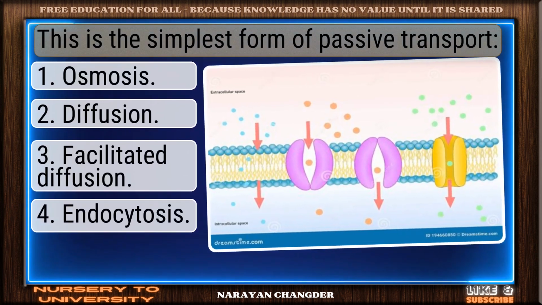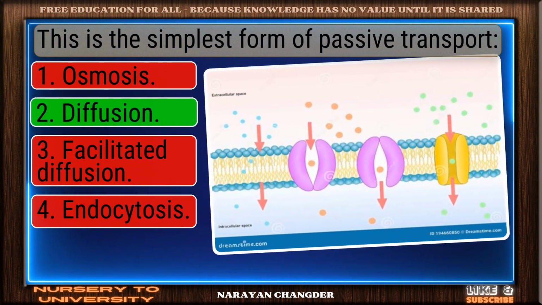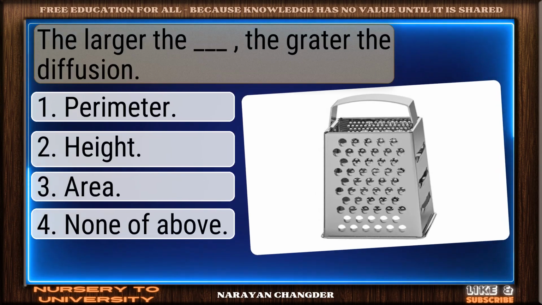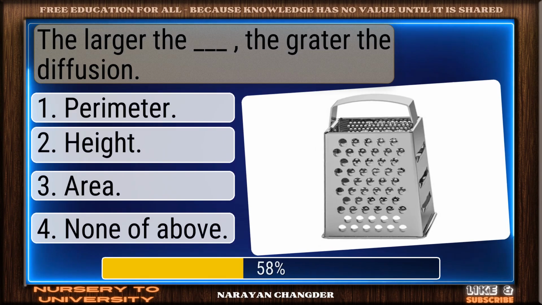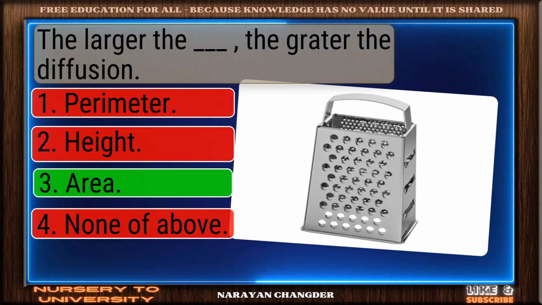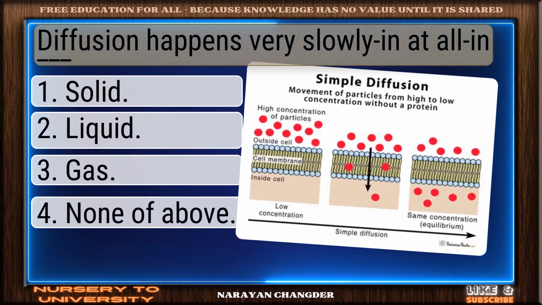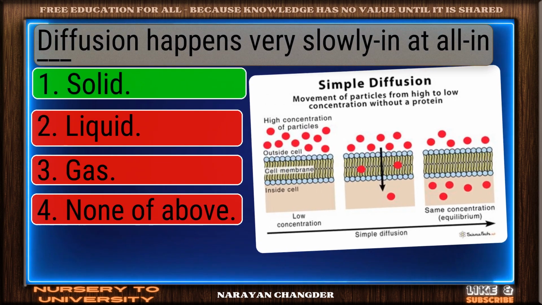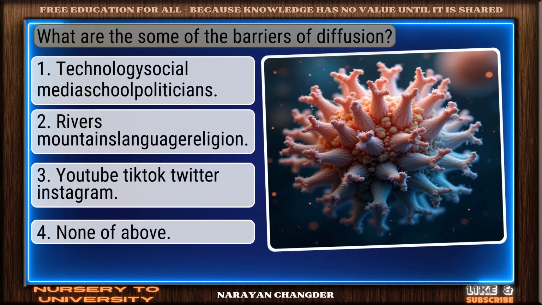This is the simplest form of passive transport. Good thinking. Diffusion is the right answer. The larger the dash, the greater the diffusion. Sharp thinking. Area is the right choice. Diffusion happens very slowly or not at all in dash. Strong choice. Solid is the right answer. What are some of the barriers of diffusion?